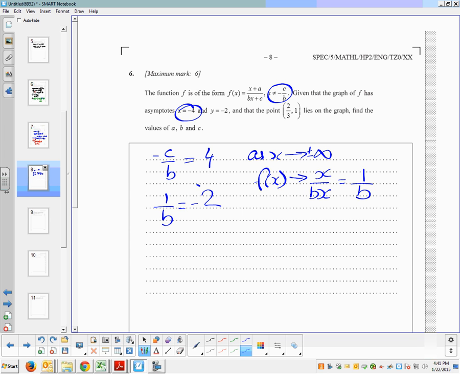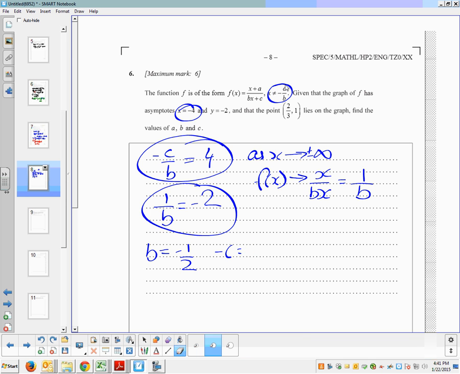And from here, we can obviously solve the equation: b is -1/2. Then we can use that to substitute into here to get -c equals 4b, which is 4 times -1/2, which is -2. So that's -c is -2, so c is 2.